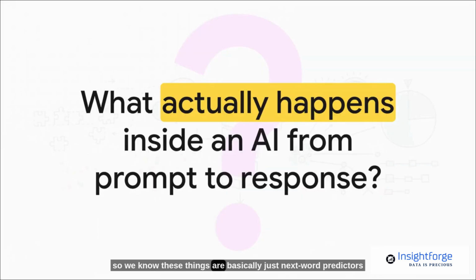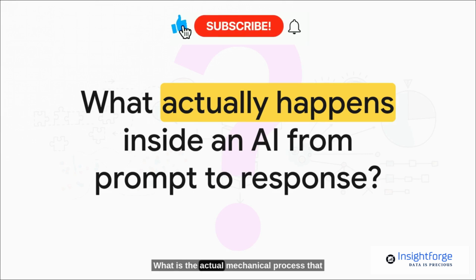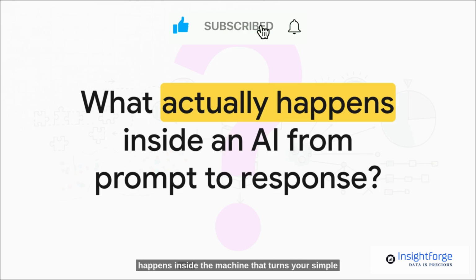Right, so we know these things are basically just next word predictors on a massive scale. But it doesn't feel like the whole story, does it? So the big mystery we are going to solve today is this. What is the actual mechanical process that happens inside the machine that turns your simple question into a coherent, sometimes brilliant answer? We're going to follow a prompt on its entire journey and find out.